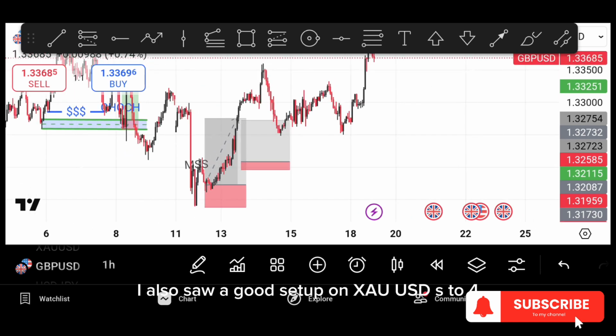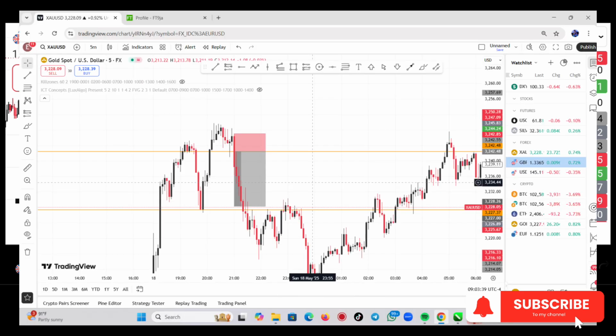Discipline paid off. I also saw a good setup on XAUUSD. First of all, the setup was also a market structure shift followed by an FVG. And throughout that day, my RR for the day was 1 to 6 because the trade actually hit profit. I'll be sharing with you guys the screenshot of this trade, right?